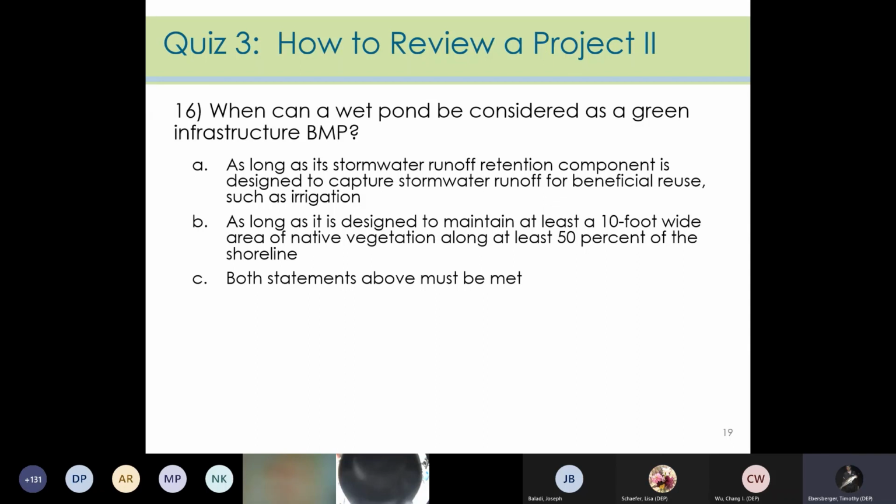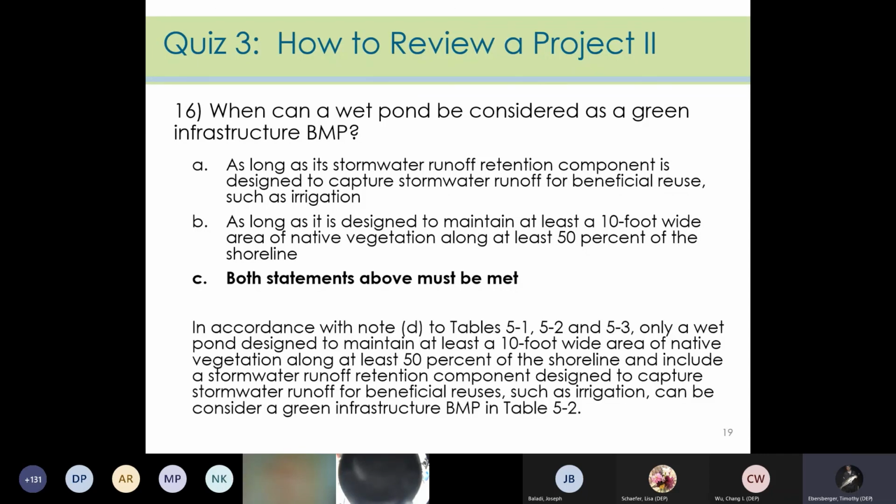When can a wet pond be considered as a green infrastructure BMP? The answer to that is C. Both statements above must be met. In accordance with Note D to Tables 5.1, 5.2, and 5.3, only a wet pond designed to maintain at least a 10-foot wide area of native vegetation along at least 50% of the shoreline and include a stormwater runoff retention component designed to capture stormwater runoff for beneficial reuse, such as irrigation, can be considered a green infrastructure BMP. Lisa? 76%. Okay.